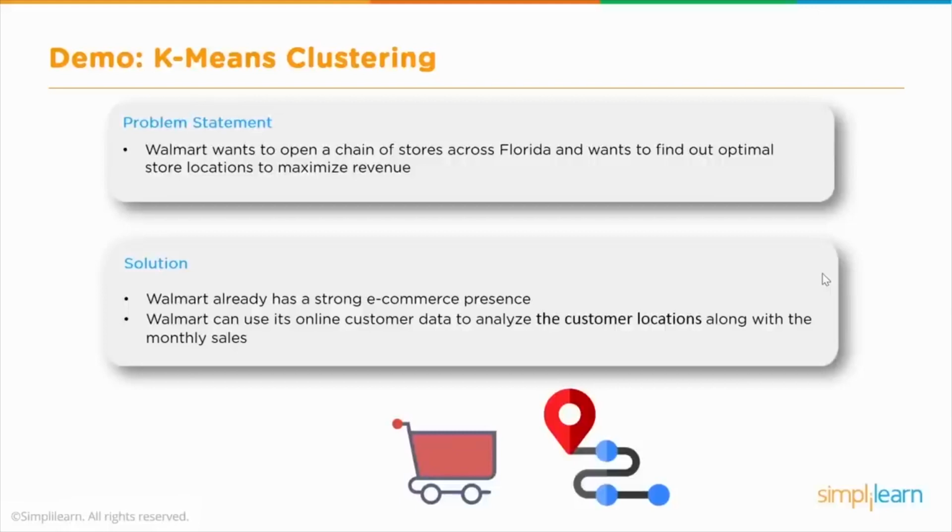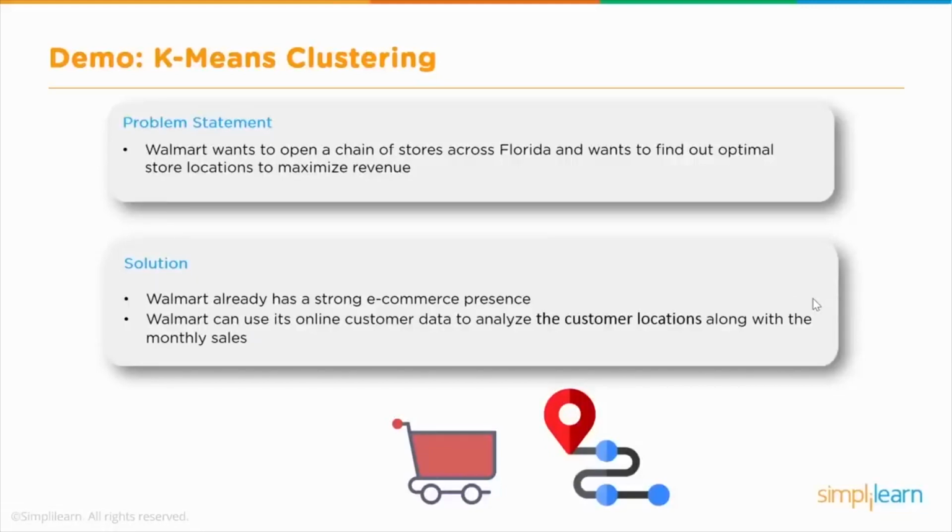The problem statement is, let's say Walmart wants to open a chain of stores across the state of Florida, and it wants to find the optimal store locations. Now the issue here is, if they open too many stores close to each other, obviously they will not make profit. But if the stores are too far apart, then they will not have enough sales. So how do they optimize this?